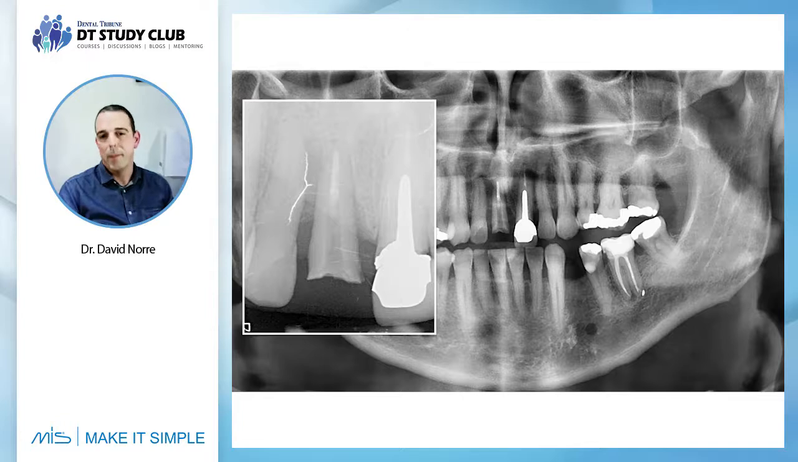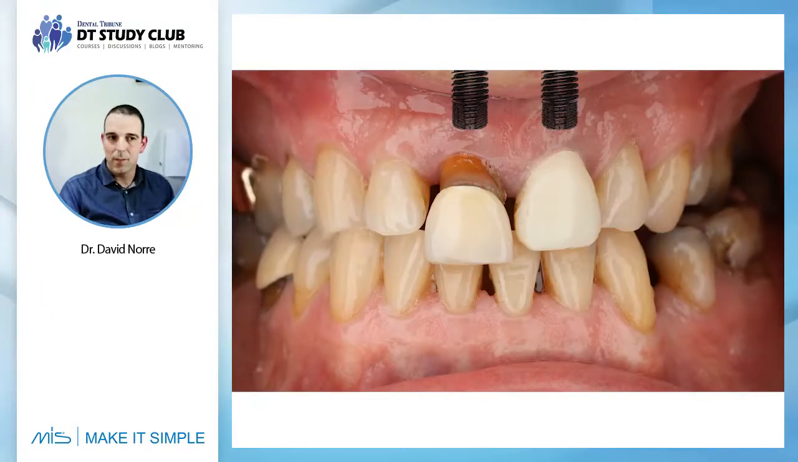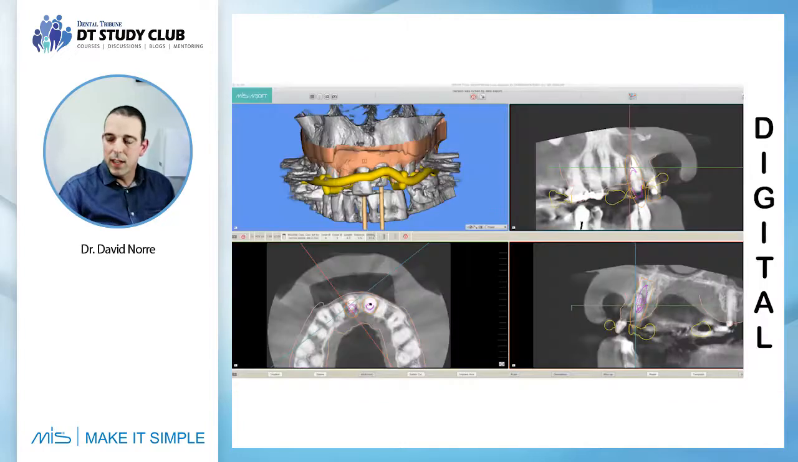Another case, immediate loading this time. Two teeth are lost. What do we do? We remove this tooth. We plan by guide to place the implants. When you plan by guide, I like digital planning a lot, and I like guided surgery a lot.